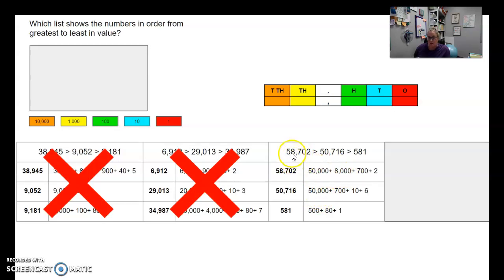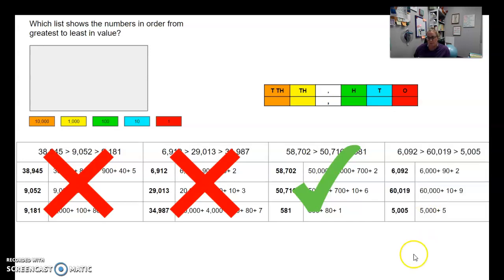So 58,702 is greater than 50,716. I agree with that statement. And 50,716 is greater than 581. So you know what? That's actually right. So I don't even have to look at this, right? Silly me. Of course we have to look at it just to make sure we did all of our work right. So I'm going to uncover this one.